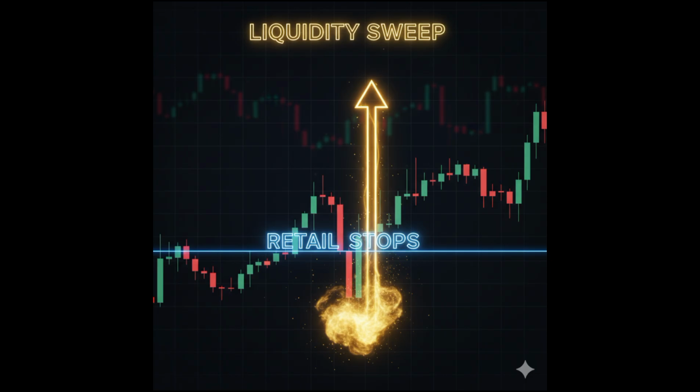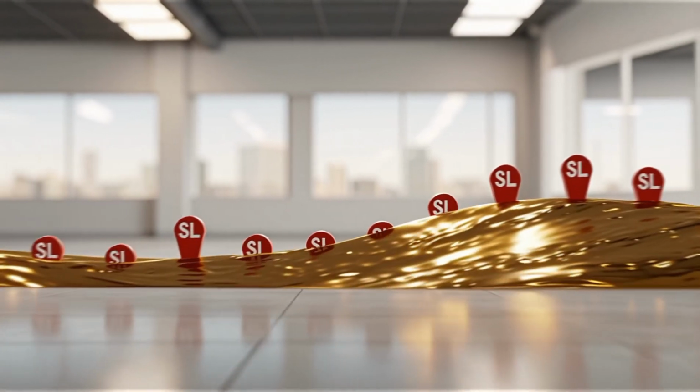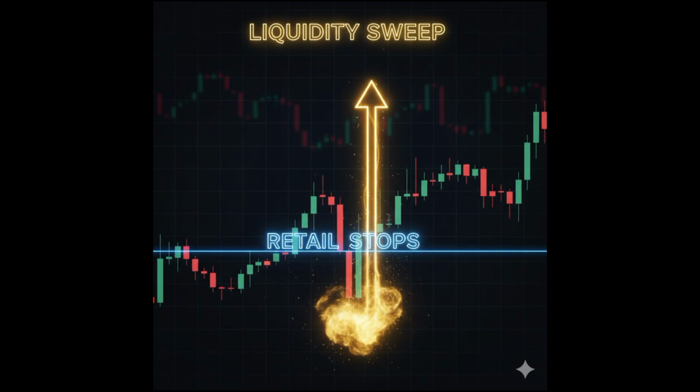Here's how it works. The institutions want to buy. But they can't just buy without moving price up. So what do they do? They short. They push price down below the recent low. They hunt every stop loss below that low. They collect all the liquidity they can. And then, once all the retail traders have been stopped out, they reverse and move price violently upward. This is called a liquidity sweep, or sometimes a liquidity hunt. And if you don't understand this concept, you will always be on the wrong side of these moves.